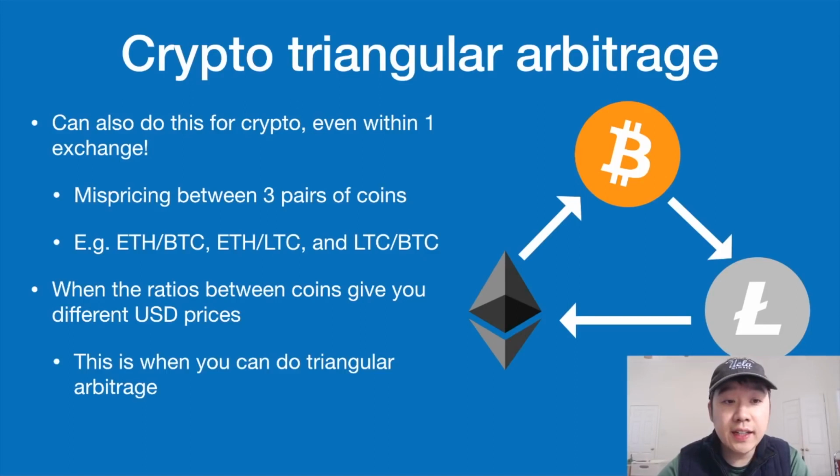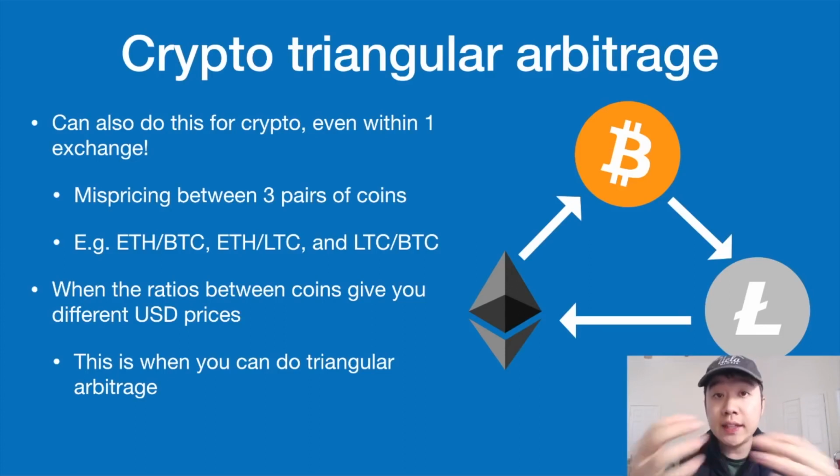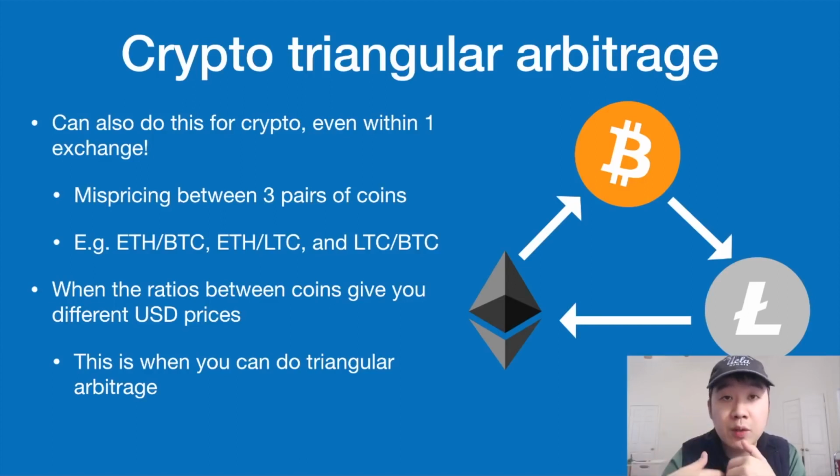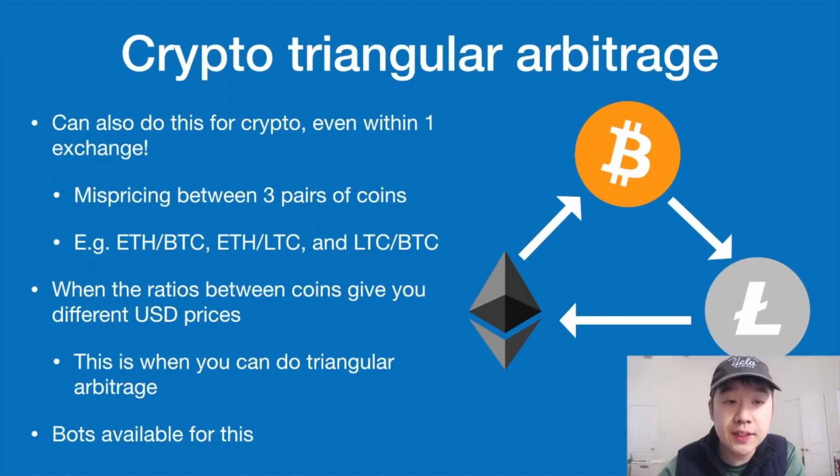For example, let's say Ethereum converted to Bitcoin and Litecoin converted to Bitcoin. Those are 2 separate markets, right? So they have different supply and demand. That's why there are price differences. And that's how you can take advantage by going through the pairs to get that price differential in terms of USD value. And you can make more Bitcoin or whatever coin you're trying to make in that scenario. And there are also bots available to do this.